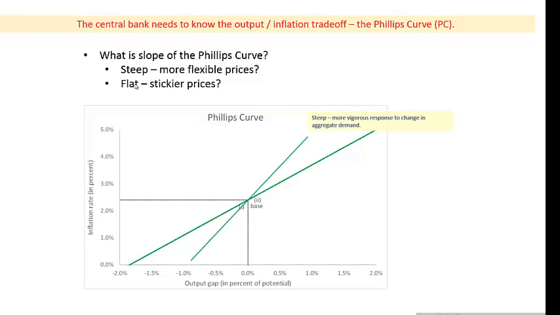And it turns out, if you have a steeper Phillips curve, the central bank will have to give a more vigorous response to changes in aggregate demand. It'll have to raise interest rates even more than otherwise. Alternatively, if it is determined that prices are relatively sticky, that is, we have a flatter Phillips curve, that means a less vigorous response is required in response to a change in aggregate demand.